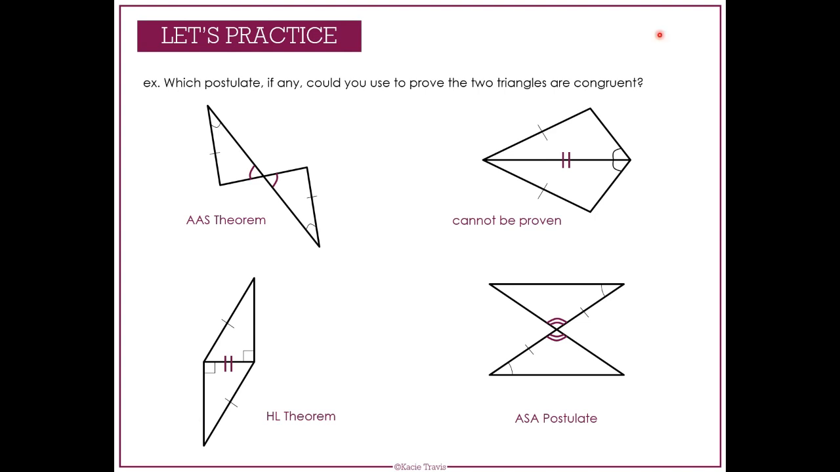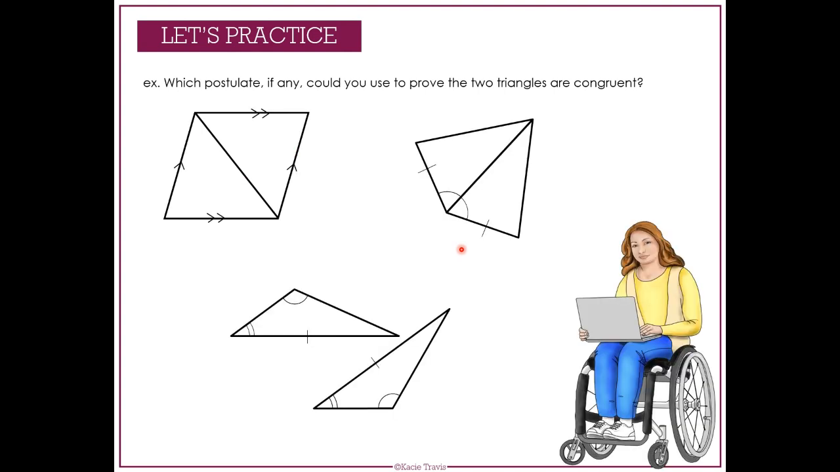This is the ASA postulate. That's because we have an angle here, then a side, then another angle that are congruent between these two. Okay? All right. Hush. All right. We've got three more. These are the ones on the bottom here.